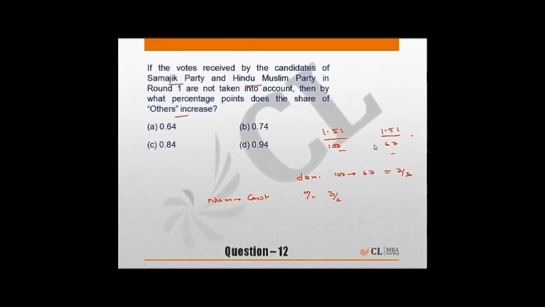So originally it was 1.51 upon 100, which was about 1.5%. And now it should become 3/2 into 1.5, because the denominator has become 2/3, the percentage should become 3/2 times. So this should be equal to approximately 2.25%. So the increase is approximately 0.75, and among the choices, 0.74.